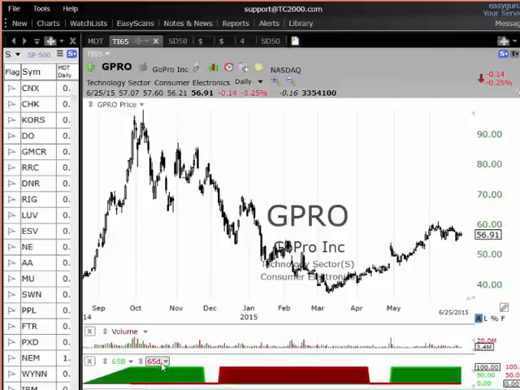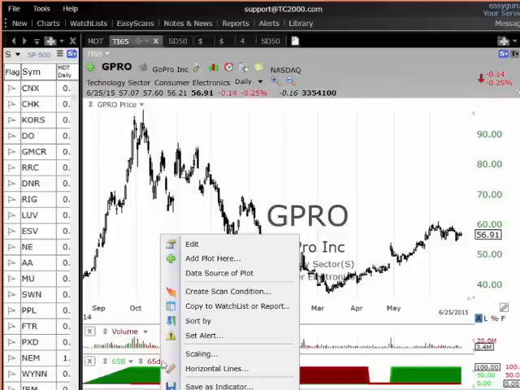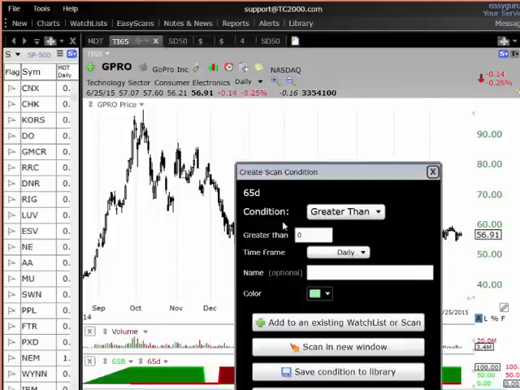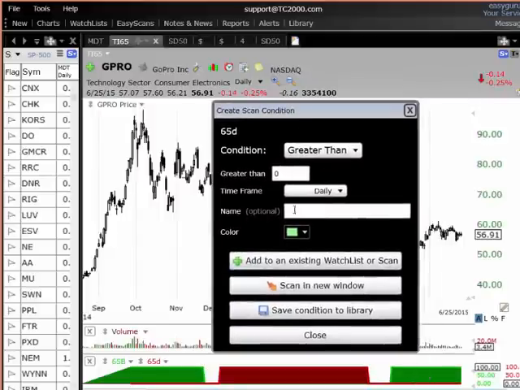Okay, so let's look at this particular thing, the average below, to find stocks. In order to do that, the simple thing you do in IntelliChart, once you have created this condition, is to create a scan condition, and say greater than 0, and scan in a new window.